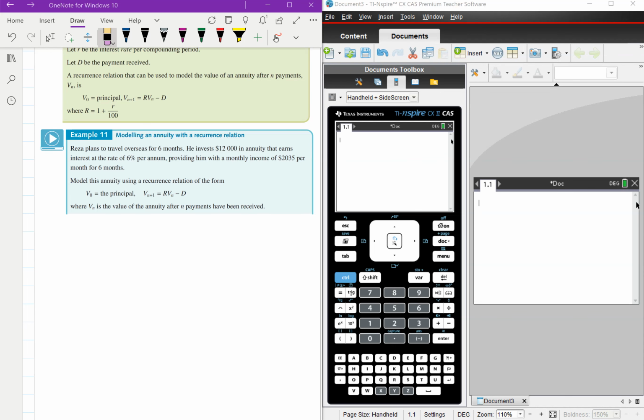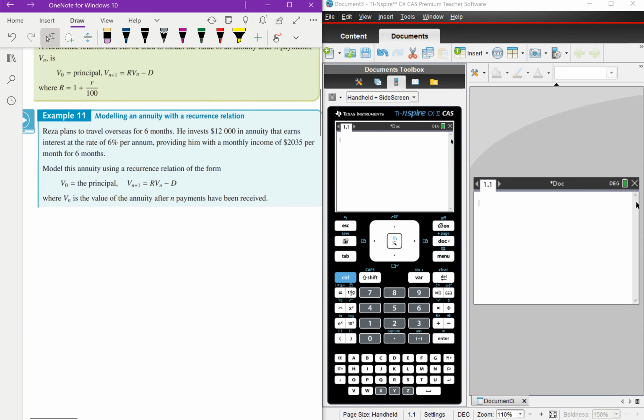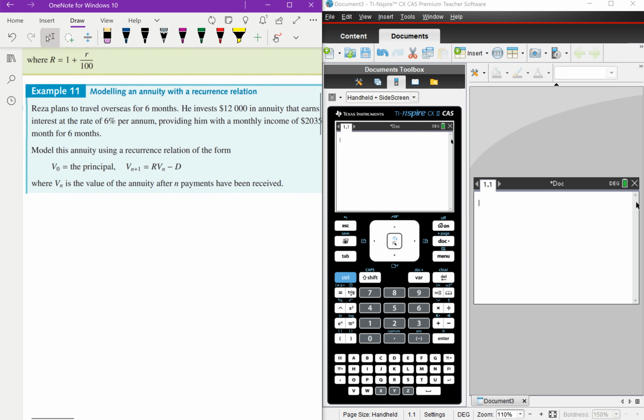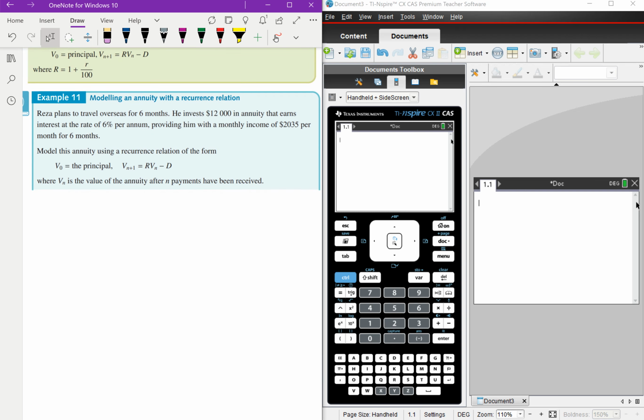Hey there, Year 12s. We're now looking at modeling an annuity with a recurrence relation. This is a pretty straightforward problem to do. Reza plans to travel overseas for 6 months, and he invests $12,000 in an annuity that earns interest at a rate of 6% per annum, providing him a monthly income of $2,035 per month for the 6 months.